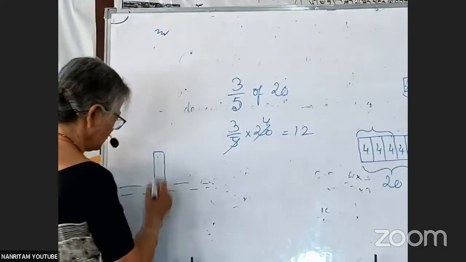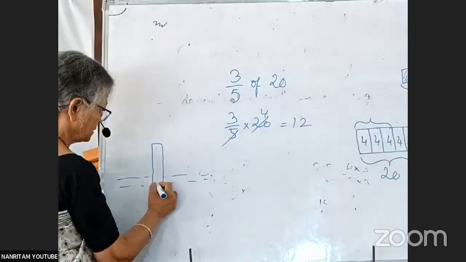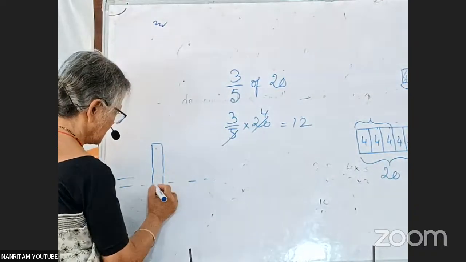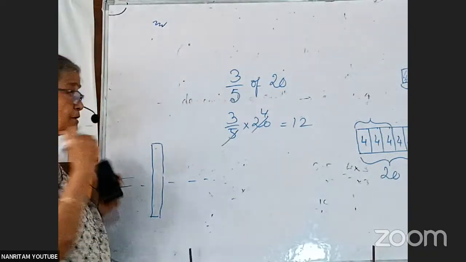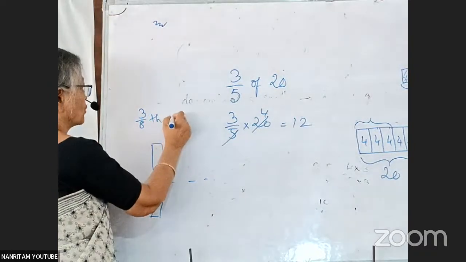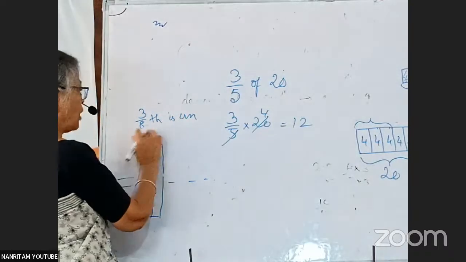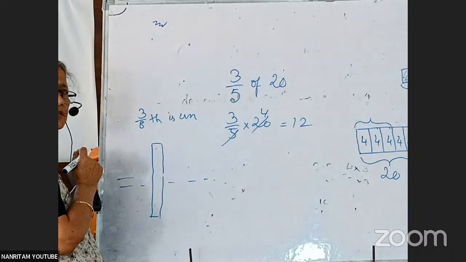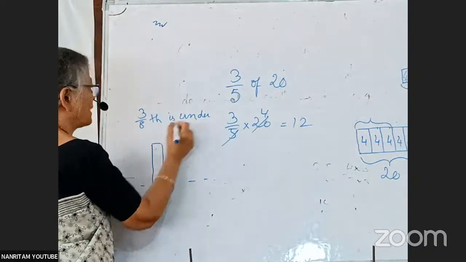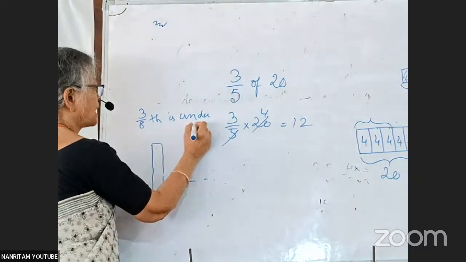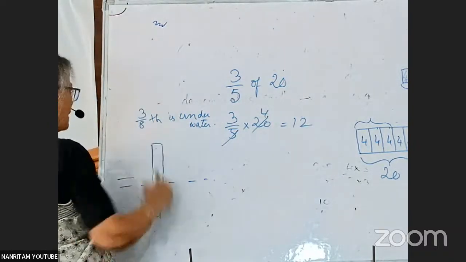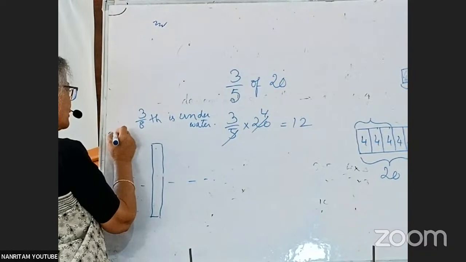Suppose a bamboo, 3/8 portion is underwater. So the 3/8 portion is underwater. The sum says 3 is underwater. So what is the denominator? 8. So let us divide the bamboo into 8 portions, with 3 underwater. And they said the length of the bamboo is given as 32 feet.